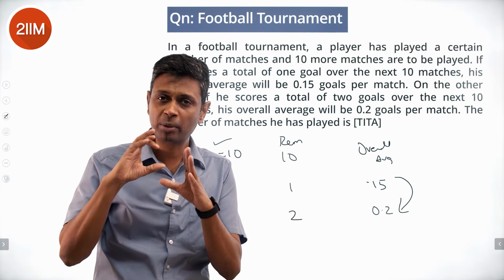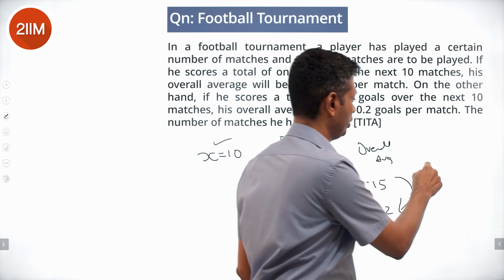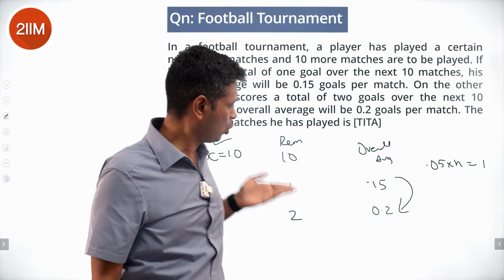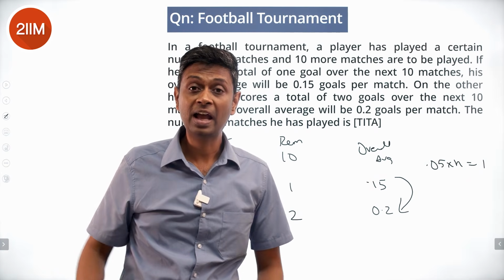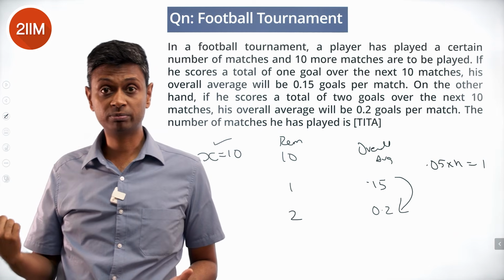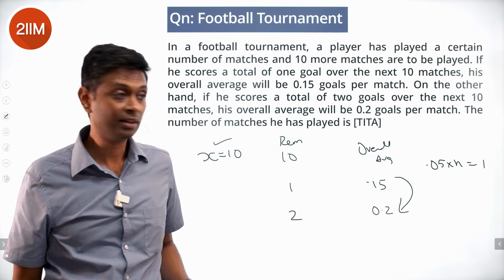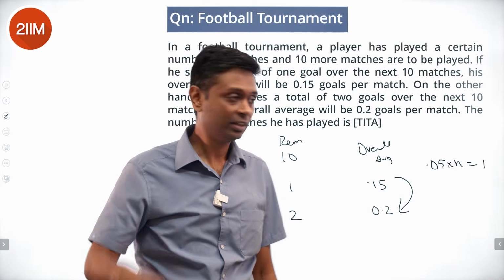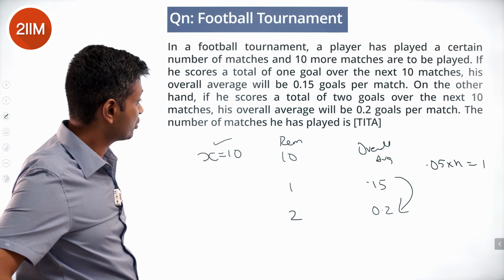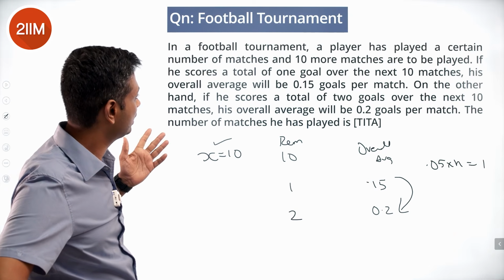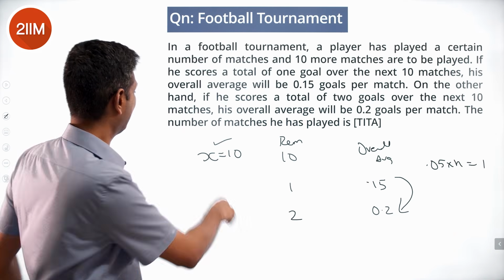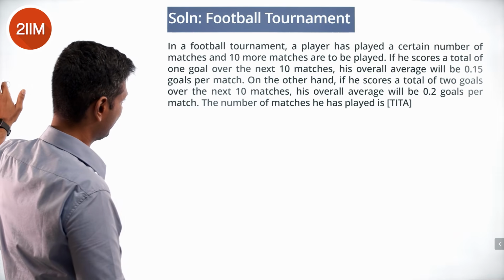So the average goes up by 0.05. So 0.05 into n equals 1. The total goes up by 1, the average goes up by 0.05. The amount the average goes up by into the total number of events equals the amount the total goes up by, so the number of matches totally is 20. 10 is remaining, 10 is his total. The number of matches he has played, originally 10, and 10 more matches are yet to be played. Done. Beautiful question, nice and simple, juicy question.